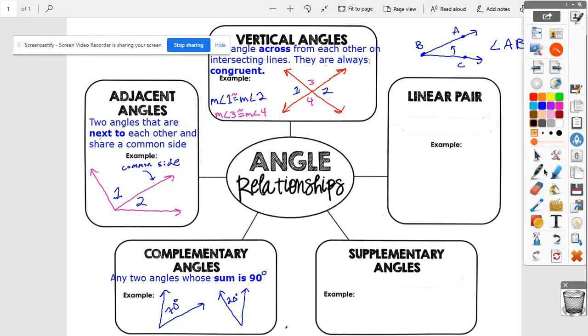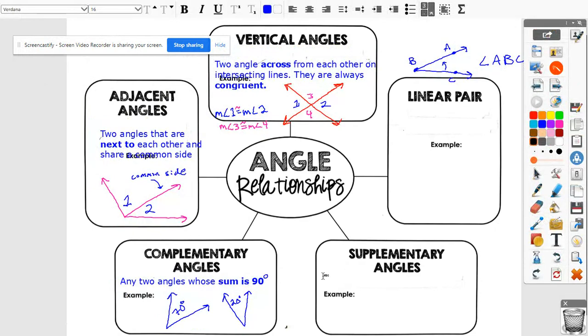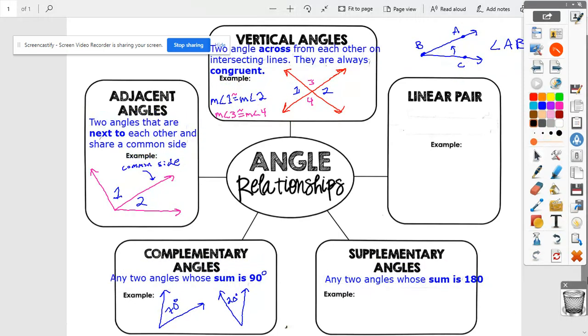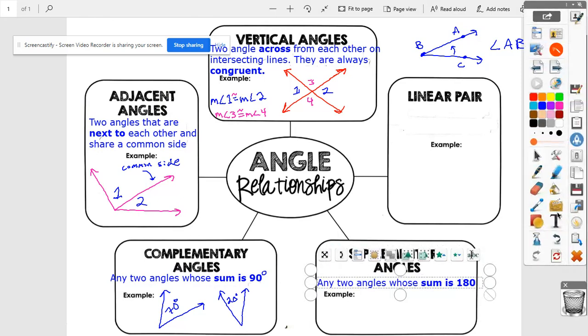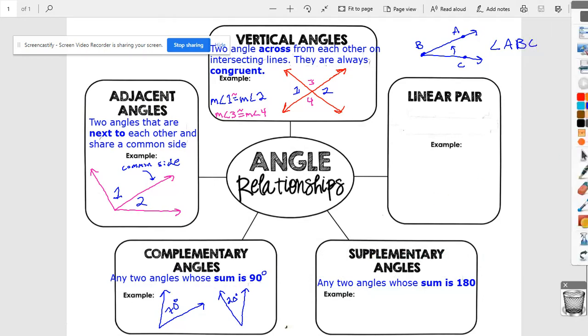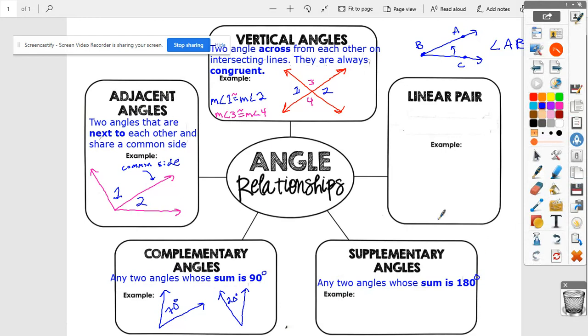And just like complementary, we also have another relationship that is supplementary. And similarly, supplementary is any two angles whose sum is 180 degrees. So let's take a look at an example for supplementary. So we've got complementary, which is 90, and we also have supplementary, whose sum is 180 degrees.